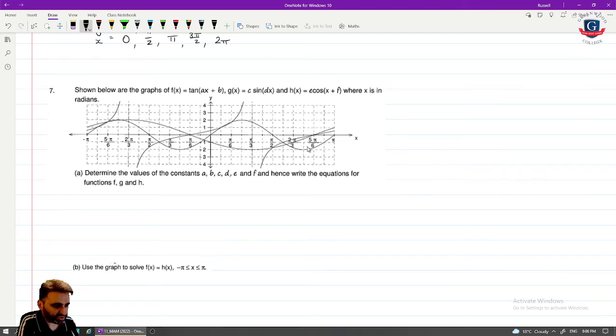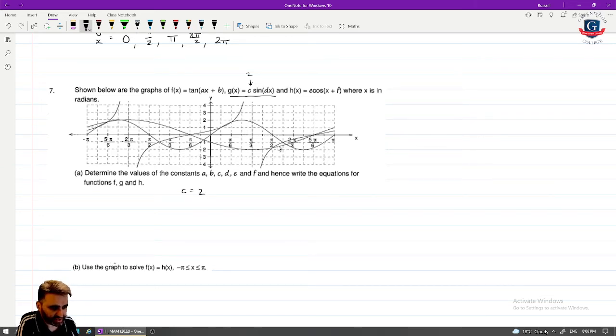That's a sine function, and here is a sine function. That sine function has an amplitude of 2, so we instantly know that that is going to be 2. We know c now. C equals 2.